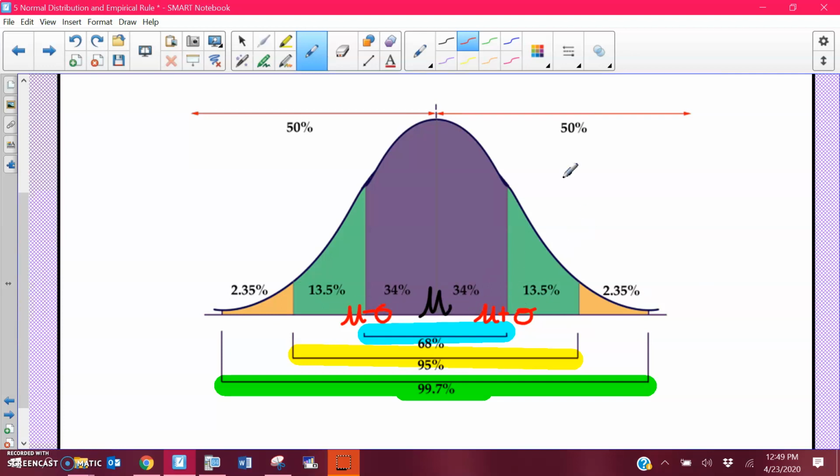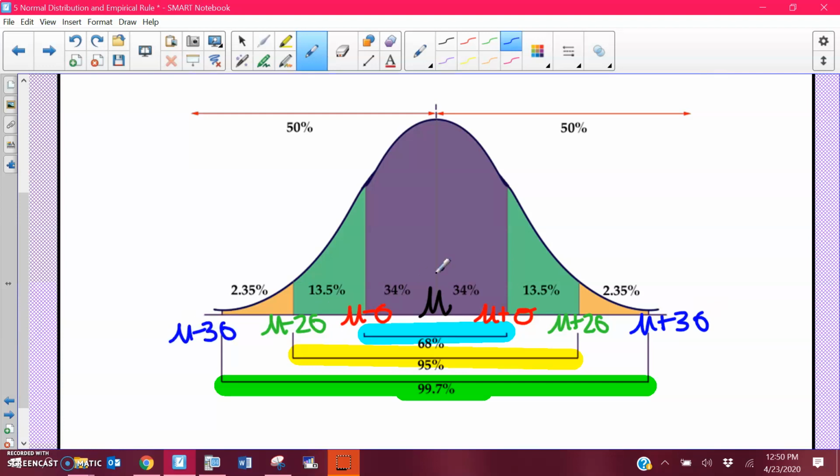and then 34% of your data on the other side. And if I keep going, this next one right here is going to be your mean plus 2 standard deviations, and over here is your mean minus 2 standard deviations. And then finally, this last one is your mean plus 3 standard deviations, and then your mean minus 3 standard deviations.